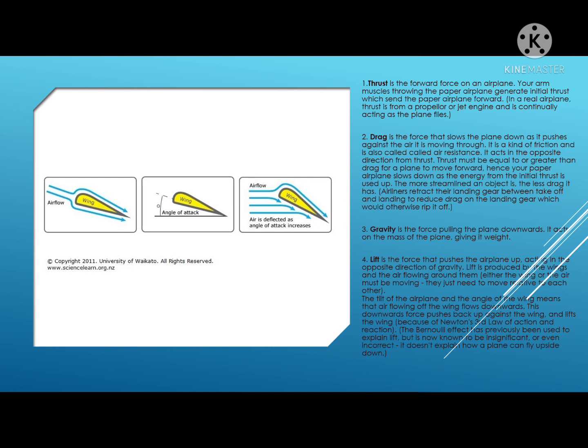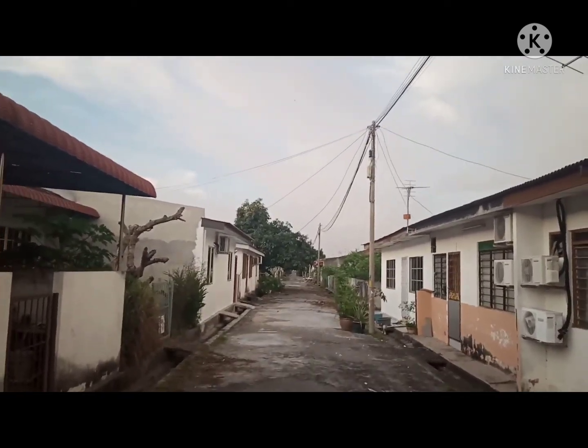Lift is the force that pushes the airplane up, acting in the opposite direction of gravity. Lift is produced by the wings and the air flowing around them. The tilt of the airplane and the angle of the wing means that air flowing off the wing flows downwards. This downwards force pushes back up against the wing and lifts the wing because of Newton's third law of action and reaction. Let's see how my paper airplane flies.